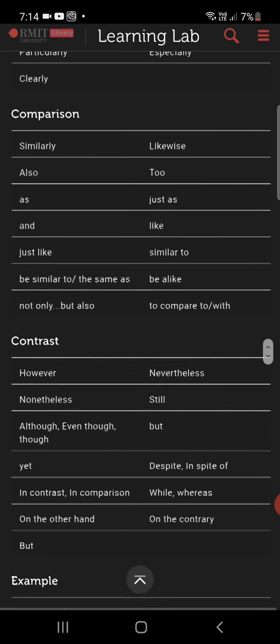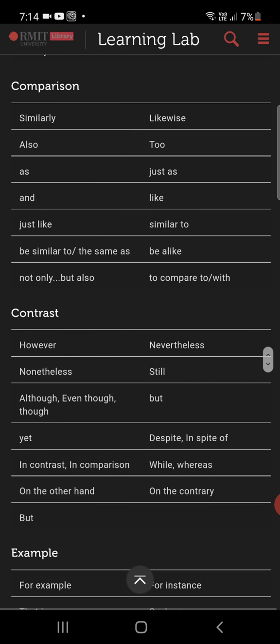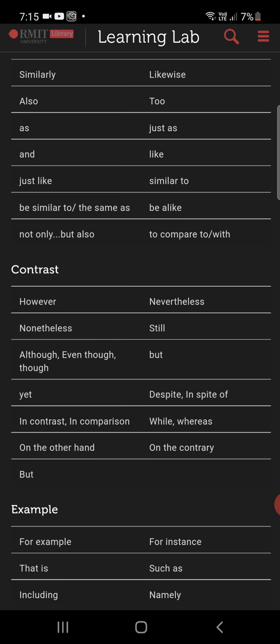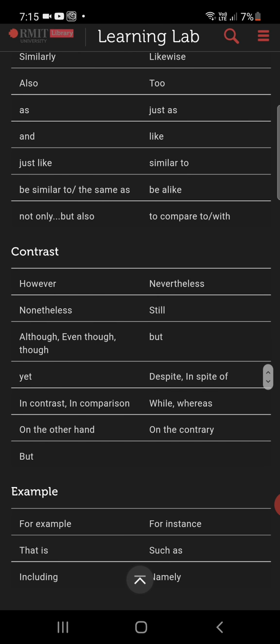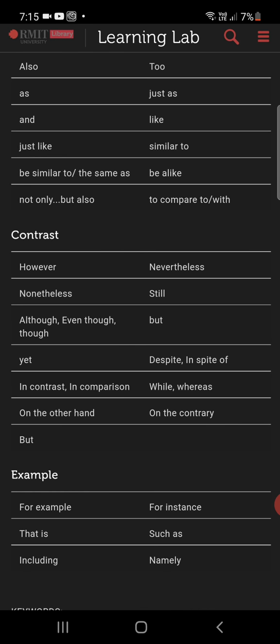I see comparison is similarly. I see similarly is likewise. I see likewise is also. I see also is too. I see too is as. I see as is just as. I see just as is and. I see and is like. I see like is just like. I see just like is similar to. I see similar to is be similar to. I see be similar to is the same as. I see the same as is be alike.